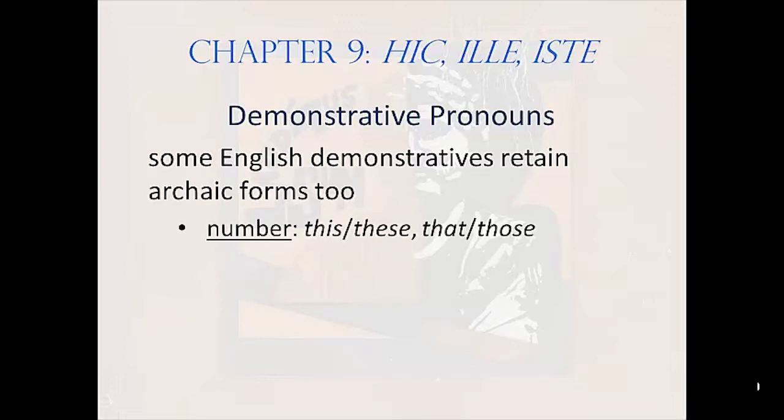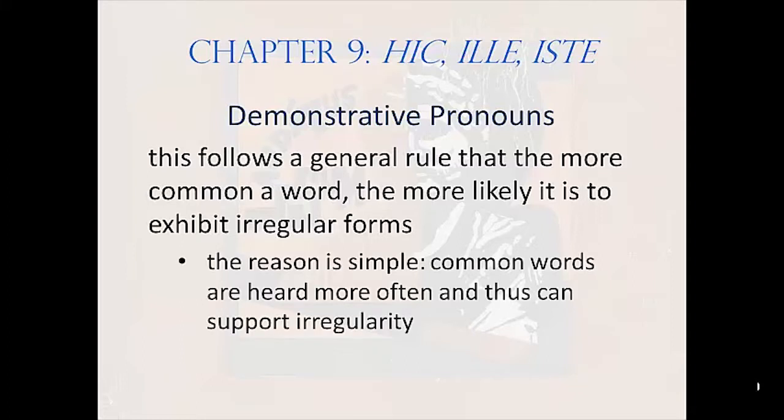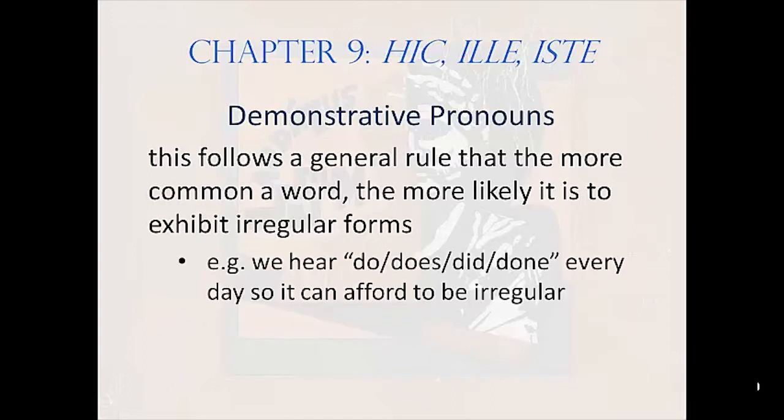Our demonstratives retain archaic forms too. With number, for instance, as we noted before, this versus these, that versus those. The distinction between the singular and plural forms is a relic of the way that English used to treat all adjectives, which raises an important principle, one you should know: the more common a word, the more likely it is to exhibit irregular forms, for the very simple reason that common words are heard more often and thus can support irregularity. So, for instance, we English speakers hear do, does, did, done every day, which means that verb can afford to be irregular, as can have, has, had.